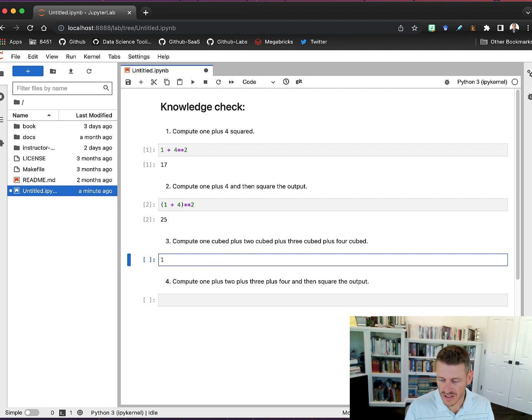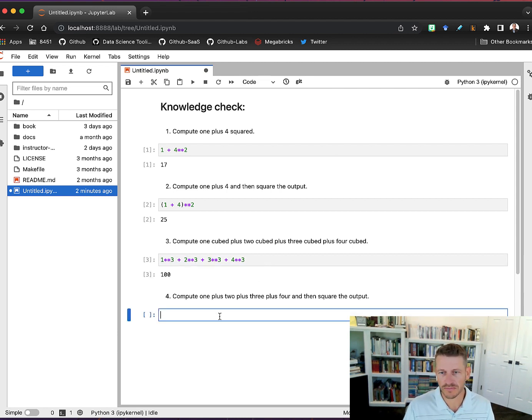Next one is compute 1 cubed plus 2 cubed plus 3 cubed plus 4 cubed, right? So all we're doing here is let's take 1 cubed. Let's go ahead and take 2 cubed, and then 3 cubed, and then 4 cubed, right? So now again, this is going to follow the normal order of operations, where it's going to take 1, cube that first. We're going to add to that value 2 cubed, add to that value 3 cubed, and so on, which ends up being 100.